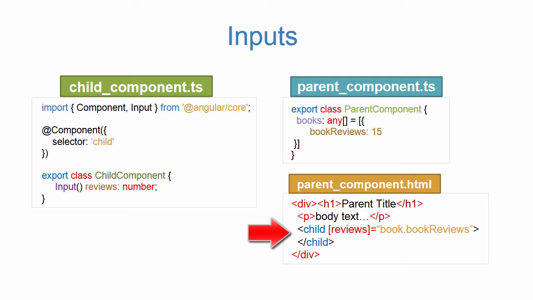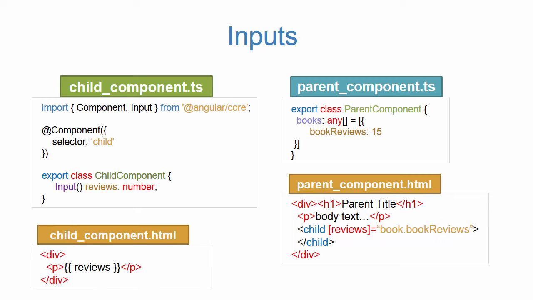So inside our parent component HTML file, here we add our child selector referencing the child component, and then add a binding. So we wrap the reviews property we defined inside of square brackets and then set it equal to a value inside of the parent. So now our reviews child property has been assigned the value of book reviews.